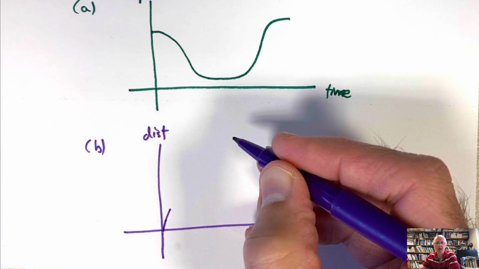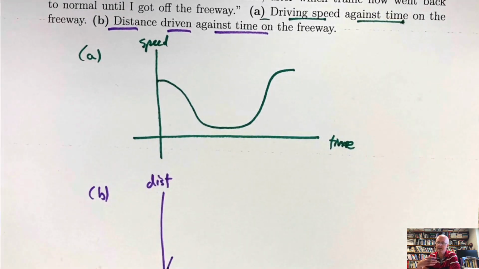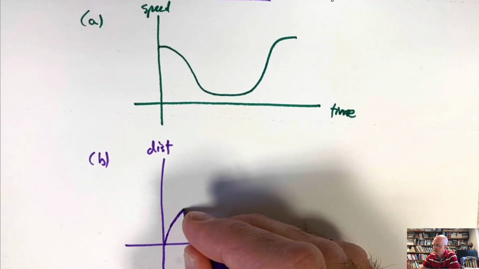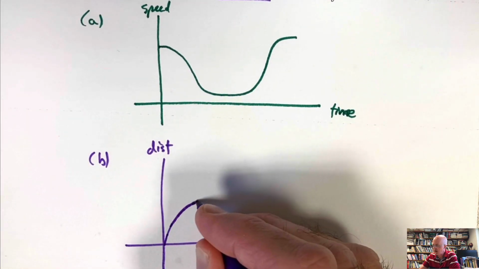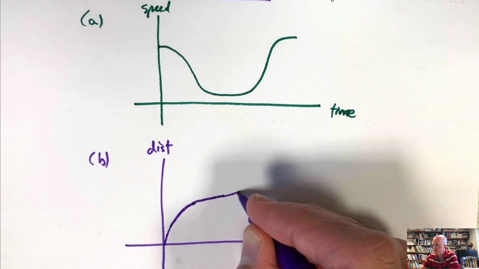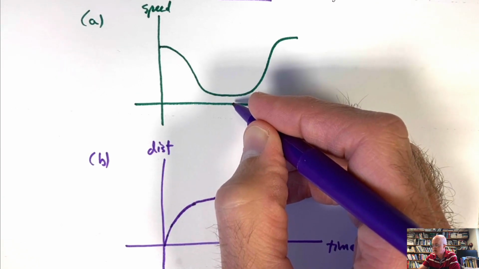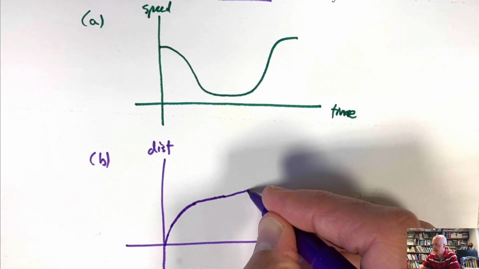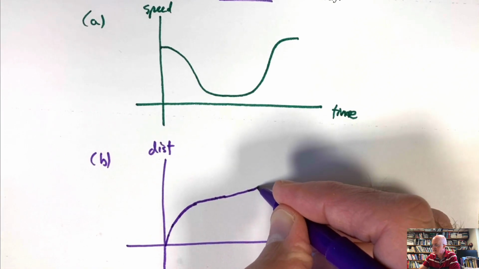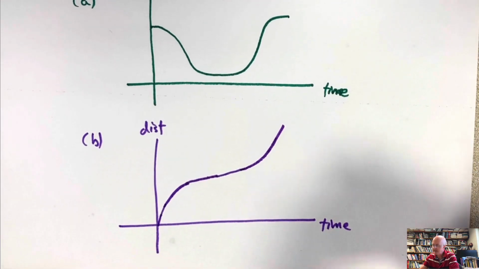But then when you slow down, going through the construction, you're not moving very fast. The distance is not changing very rapidly. The graph is still going to go up. It's still going to be increasing, but the slope is going to be smaller when I'm in this time region where the speed is smaller. And then it speeds up again, so the distance graph gets bigger in slope again. These graphs are related.